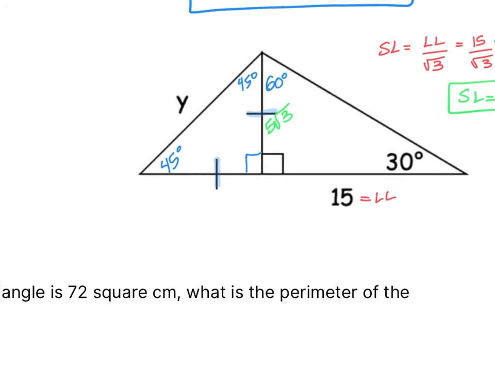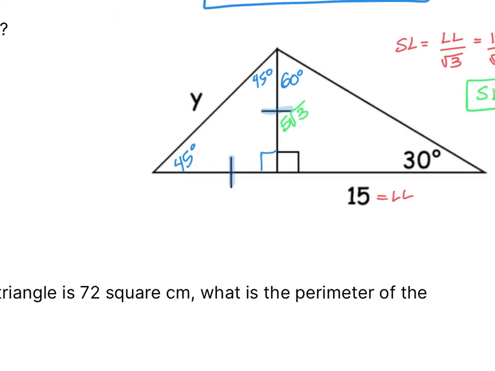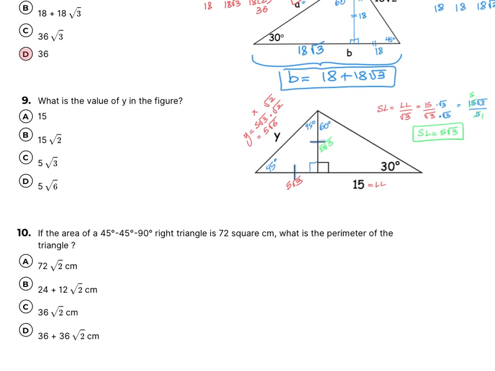Now in the left triangle, it's a right isosceles triangle. So the legs are going to be equal to each other. And then Y is going to be the leg multiplied by root 2. It's x root 2. So root 3 times root 2 is root 6. So it's going to be 5 root 6.